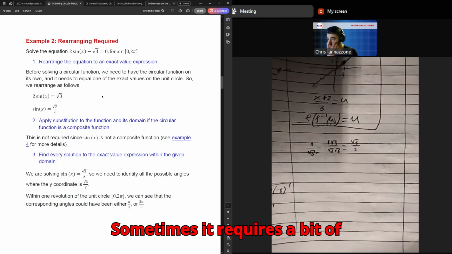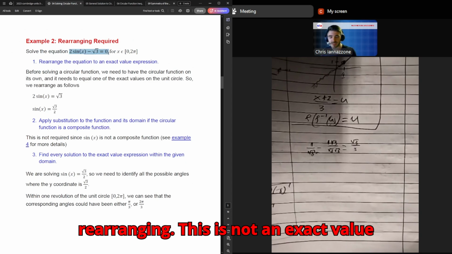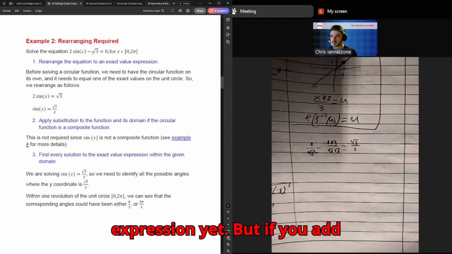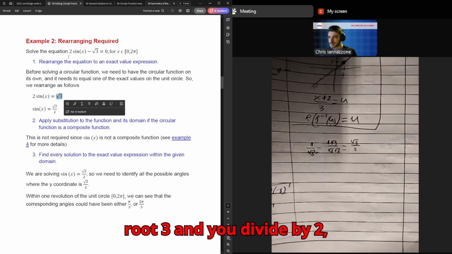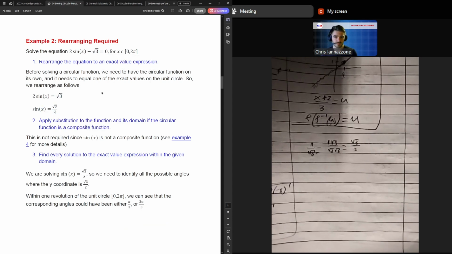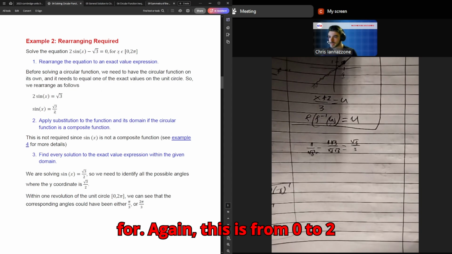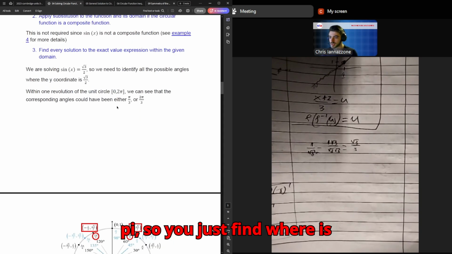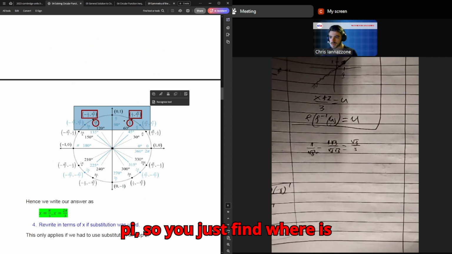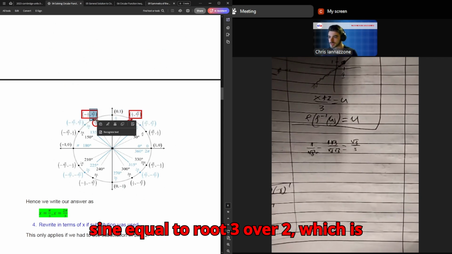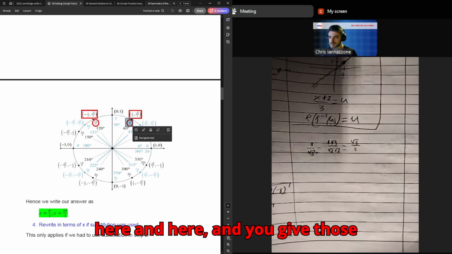Sometimes it requires a bit of rearranging. This is not an exact value expression yet, but if you add root 3 and you divide by 2, you get the expression you're looking for. Again, this is from 0 to 2 pi, so you just find where sine is equal to root 3 over 2, which is here, and you give those angles.